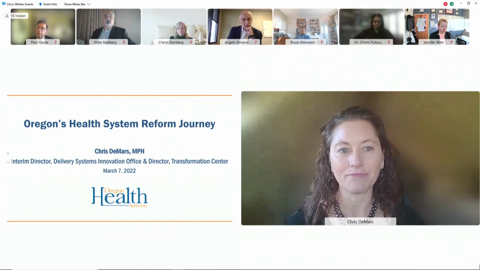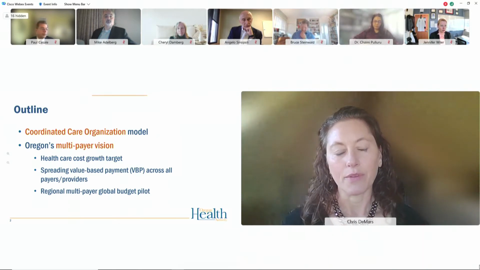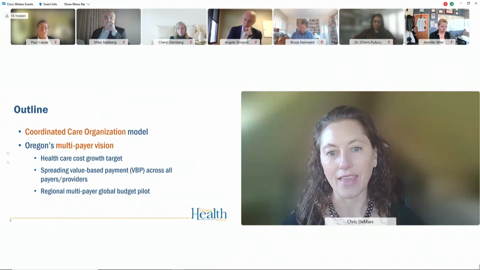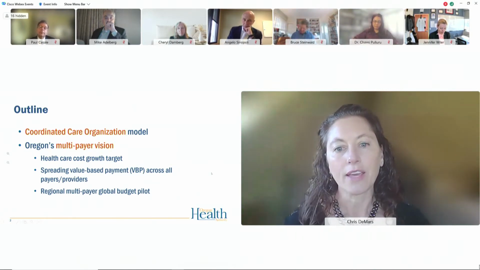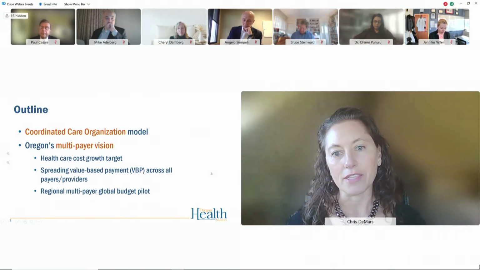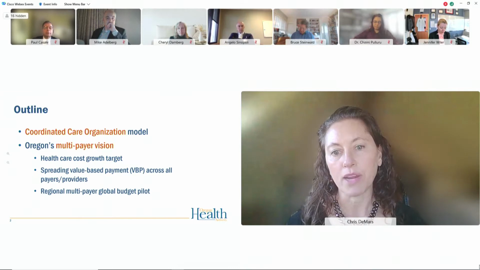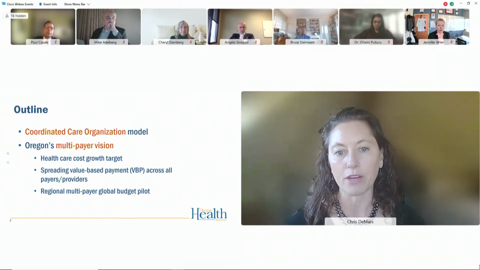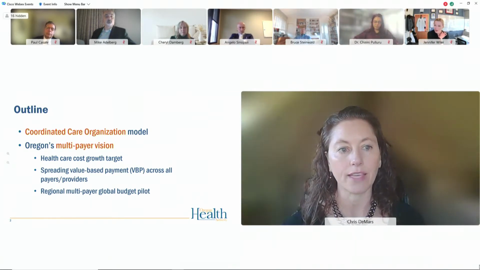So next slide. So first, I'll start with an overview of our coordinated care organization model, which is focused on Medicaid, and then talk about our vision for a multi-payer reform, focusing on 3 specific initiatives: our healthcare cost growth target work, spreading value-based payment, which is a term we use for APMs across all payers and providers, and a regional multi-payer global budget pilot that's currently under development. Next slide.